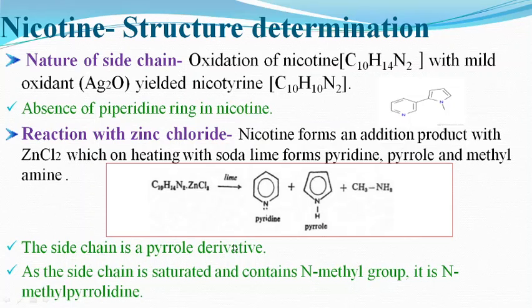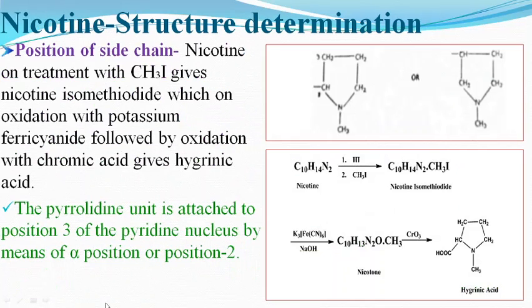First, the side chain is a pyrrole derivative, as we get a product as pyrrole ring. As we have already studied in the earlier reactions, the side chain is saturated and it contains an N-methyl group also. These 2 conclusions we have already reached. It is N-methyl pyrrolidine. This means the side chain is present in the form of N-methyl pyrrolidine. So this is the side chain, the pyrrolidine and methyl pyrrolidine nucleus.